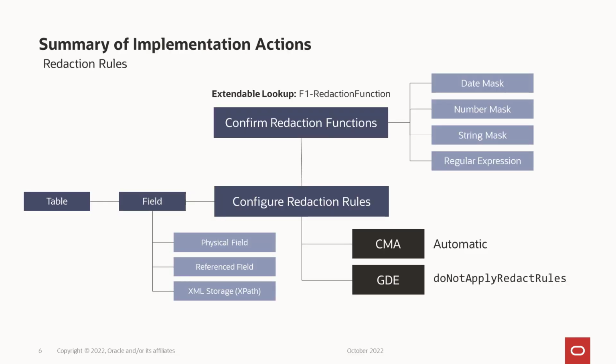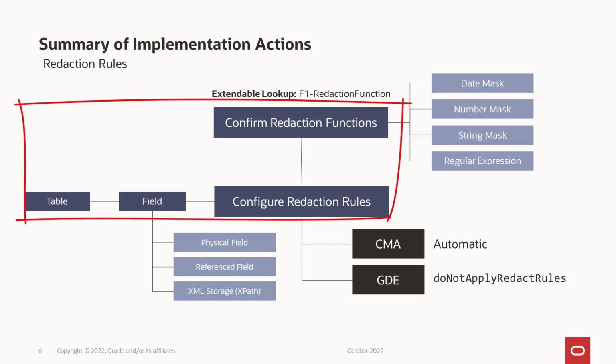To set up redaction rules, there are several objects that need to be configured. The first step is to configure a set of reusable redaction functions. These are configured as part of the F1 redaction function extendable lookup. It's possible to define date masks, numeric masks, string masks, and generic regular expressions, or regex, to jumble the data to your satisfaction. Once the redaction functions are configured, a redaction rule is created that links the appropriate redaction function with the appropriate field in the relevant table.